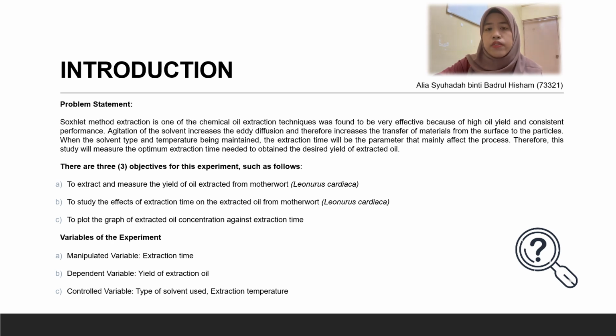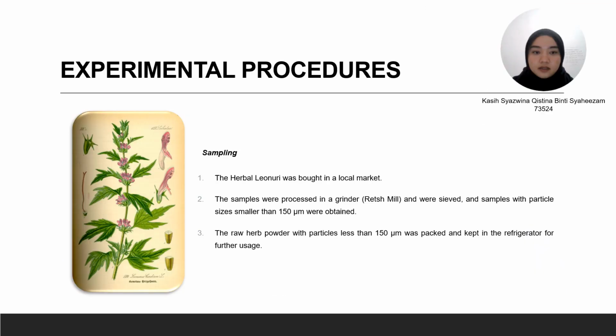Next, the variables of the experiment. The manipulated variable is extraction time, while the dependent variable is yield of extracted oil. Lastly, the control variables are the type of solvent used, which is methanol, and the extraction temperature.